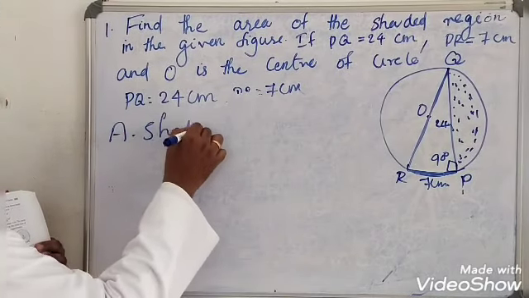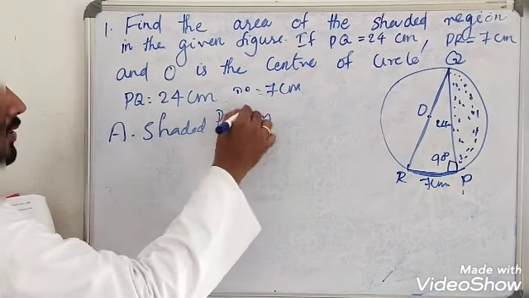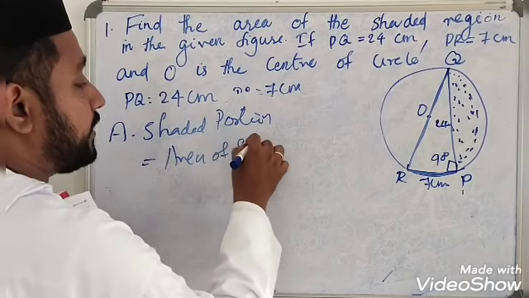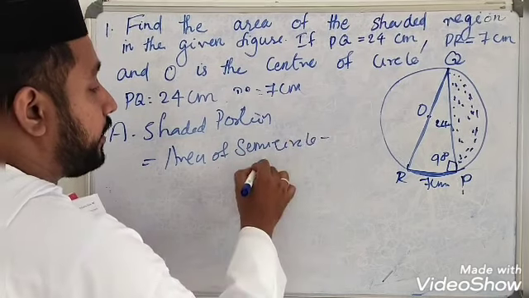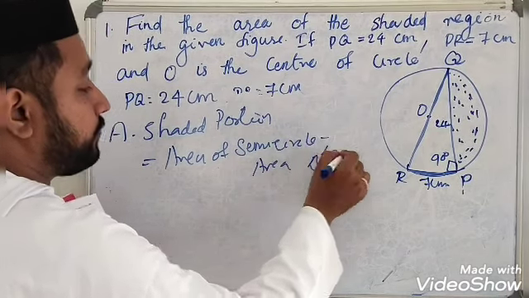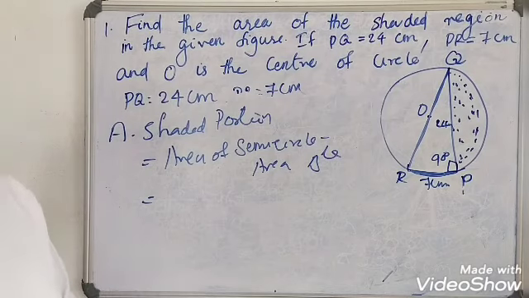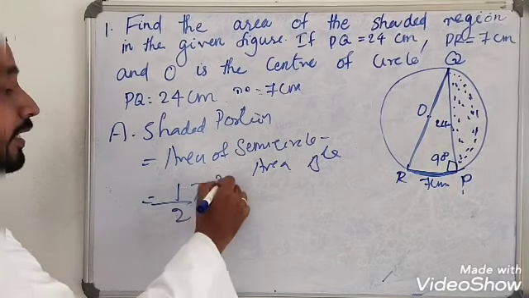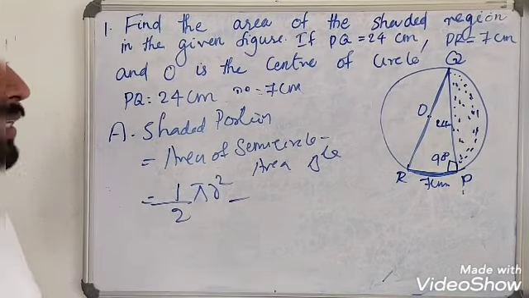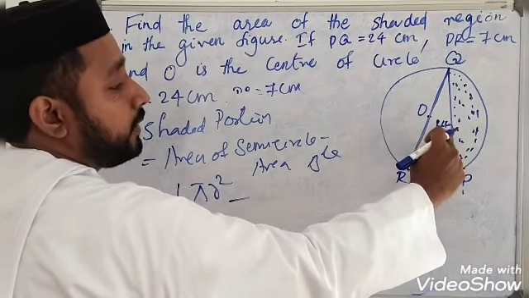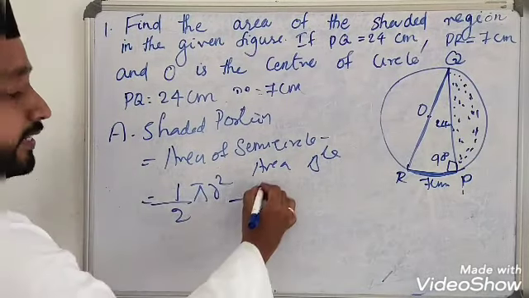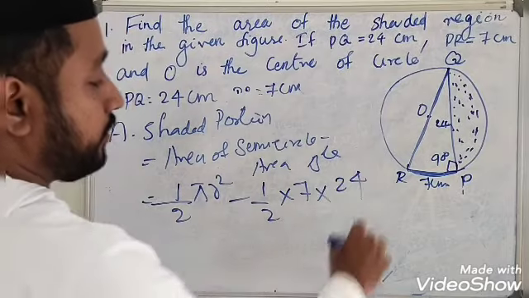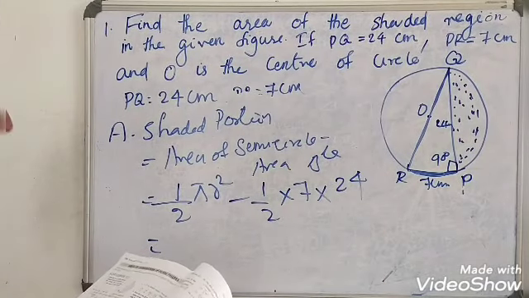Area of shaded portion is equal to area of semicircle minus area of triangle. So we know area of circle is pi r square. So area of semicircle is half of that, that is half pi r square, minus area of triangle. This is the right triangle with the height 24 centimeter and base 7 centimeter. That is half BH, half into 7 into H. H is 24. So half pi r square minus half into 7 into 24.